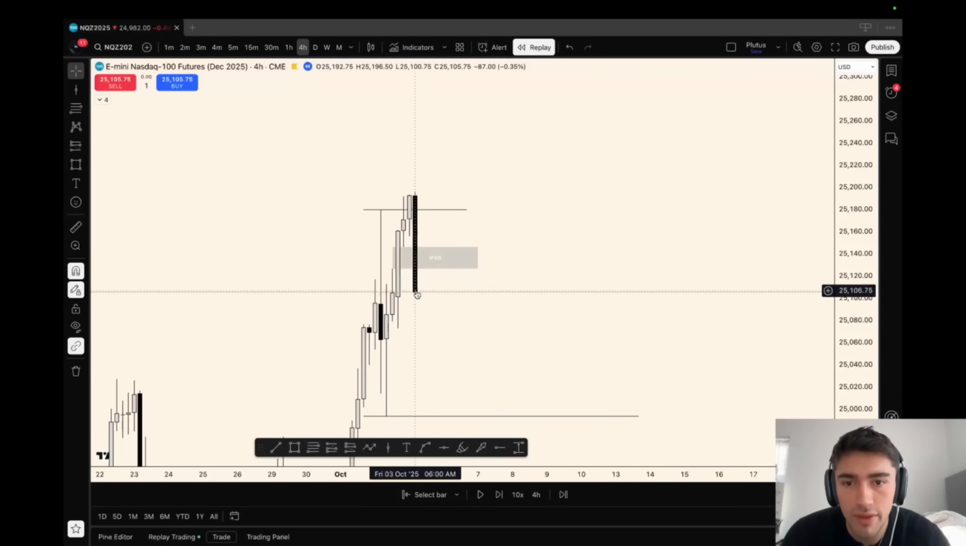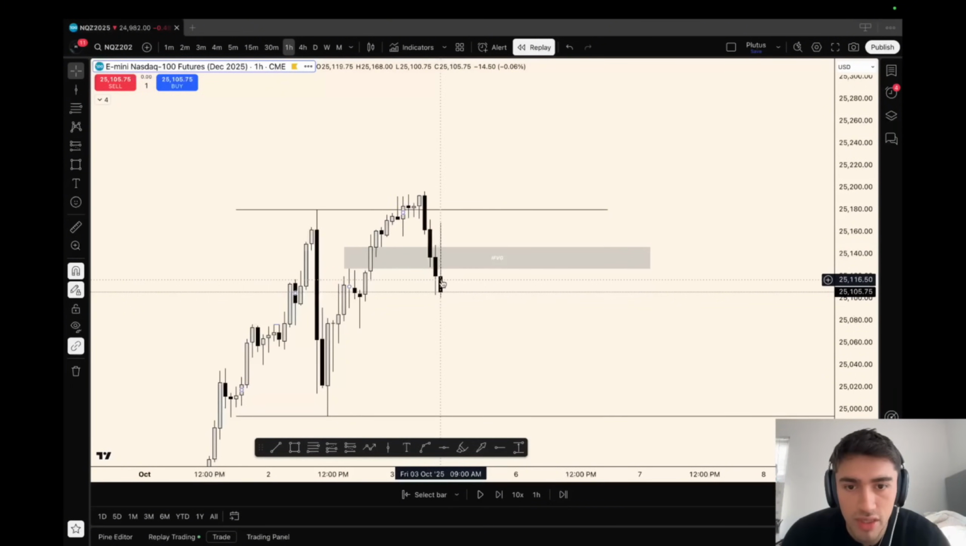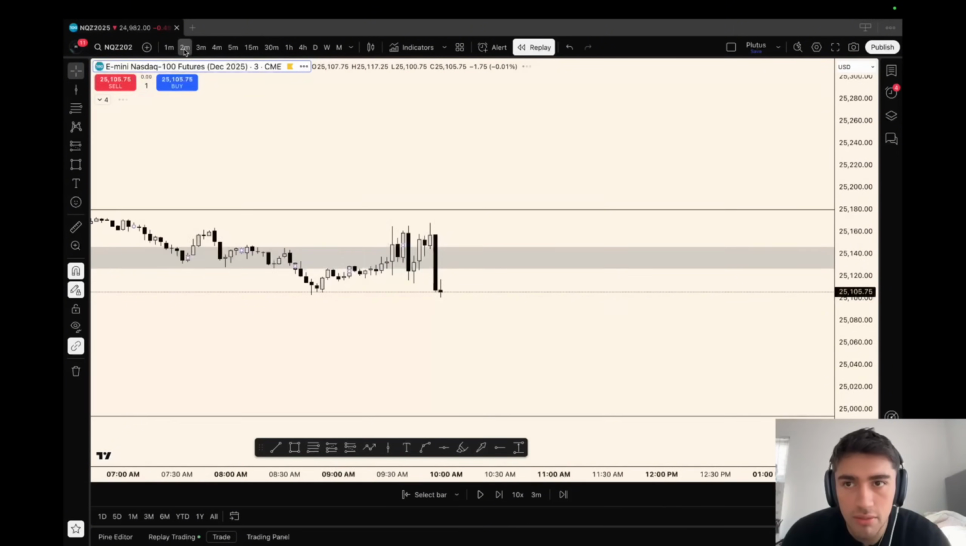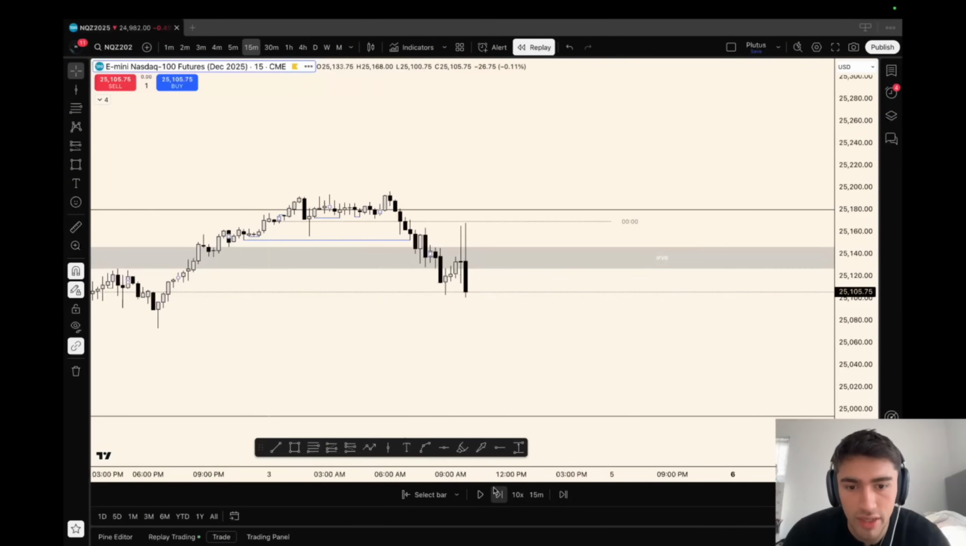Boom. See how that 4 hour got invalidated? Bam. Now I'm gonna look in the lower time frame. As you can see, 9:30 ended up going higher. We tapped into this hourly. We swept this internal, and then price started making its way down, right? So now I want to see if I can catch just any continuation lower. Okay.